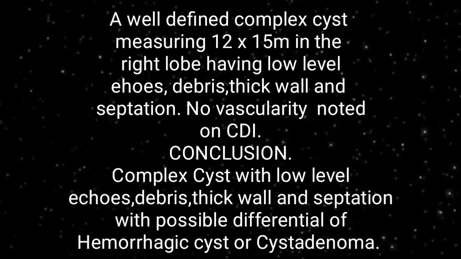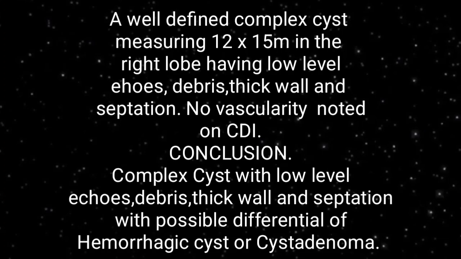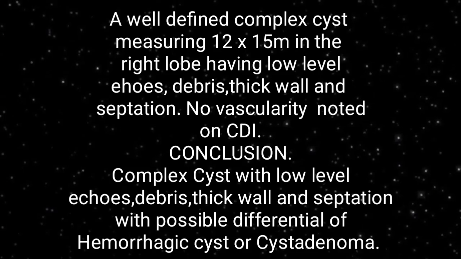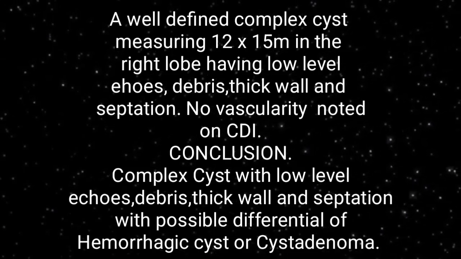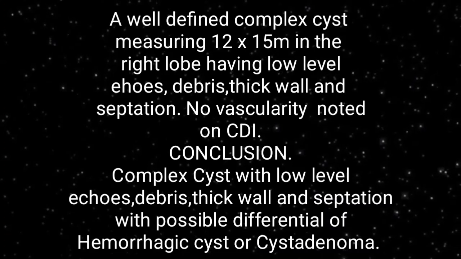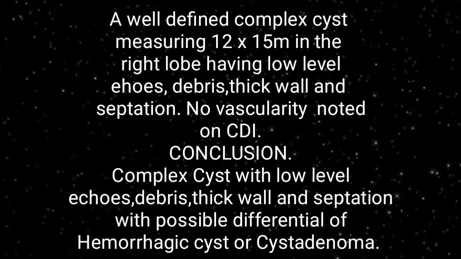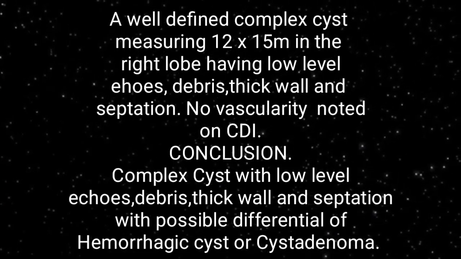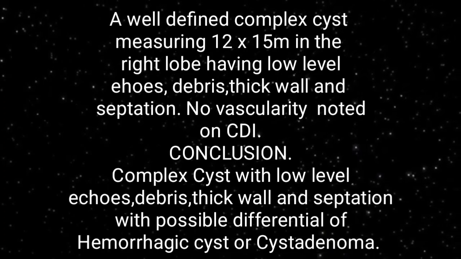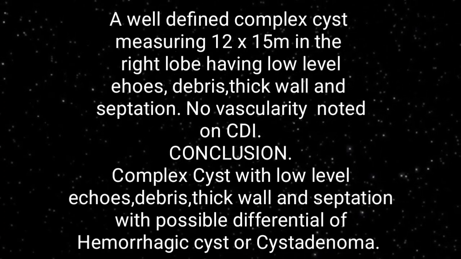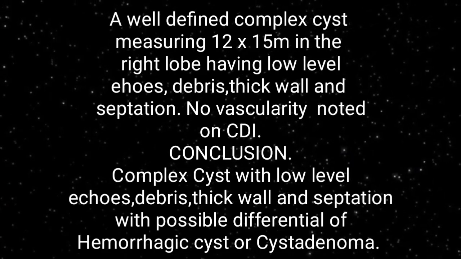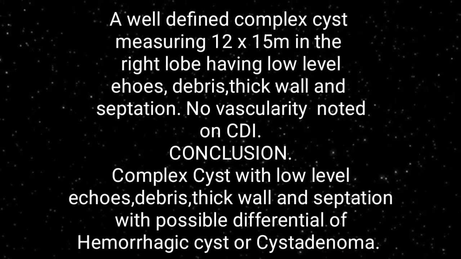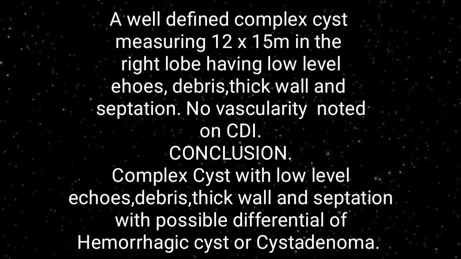The ultrasound report should contain all this information, like a well-defined complex cyst, measuring, give the measurement, in the right or left lobe, having low-level echoes, debris, thick wall and septations, and also look for the vascularity. If not, then no vascularity noted on CDI. In the conclusion, mention the complex cyst with low-level echoes, debris, thick wall and septation with possible differential of hemorrhagic cyst or cystadenoma. As I mentioned, there are two possibilities, it would be a hemorrhagic cyst or it would be a cystadenoma. Mention on the report that clinico-lab correlation is suggested.